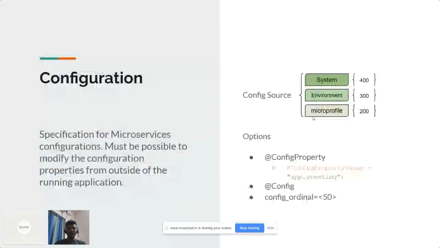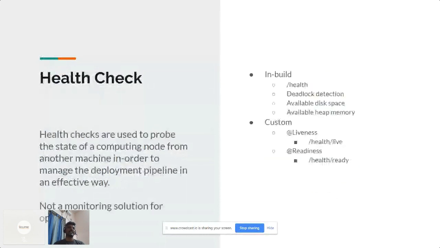Okay, so I hope you have some understanding about the configuration and how you can pass some external configuration and how you can write the config sources and everything. Next, we will move on to the health check. This is again an important component when it comes to microservices.